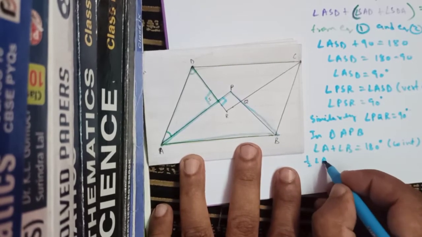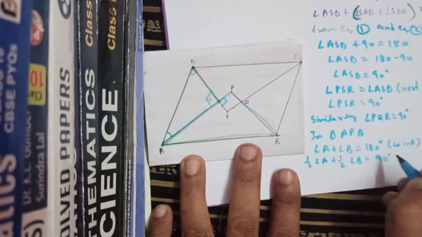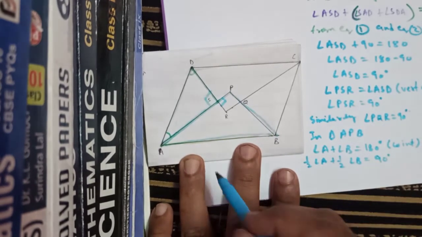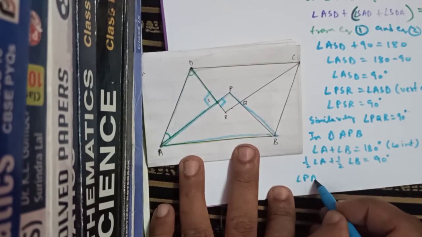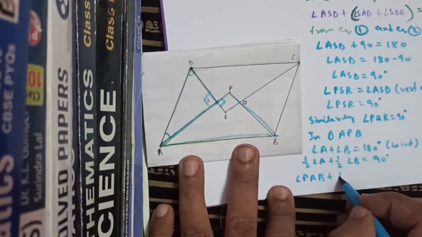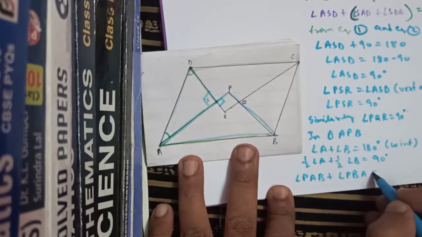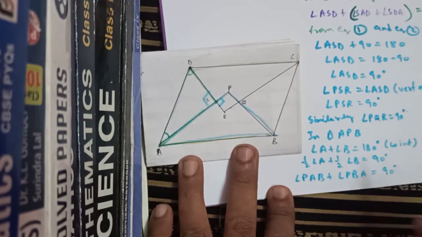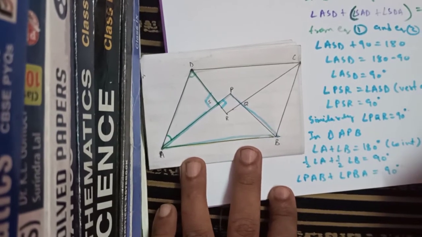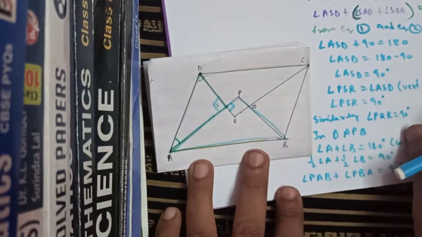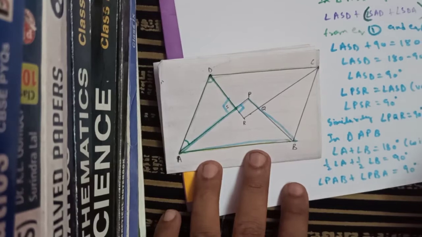Half of angle A plus half of angle B will be 90 degrees, half of 180. And half of angle A plus half of angle B is basically angle PAB plus angle PBA, that is equal to 90 degrees. So PAB plus PBA is 90 degrees.